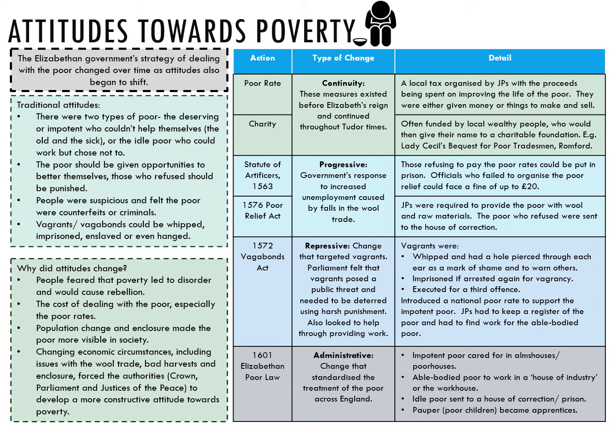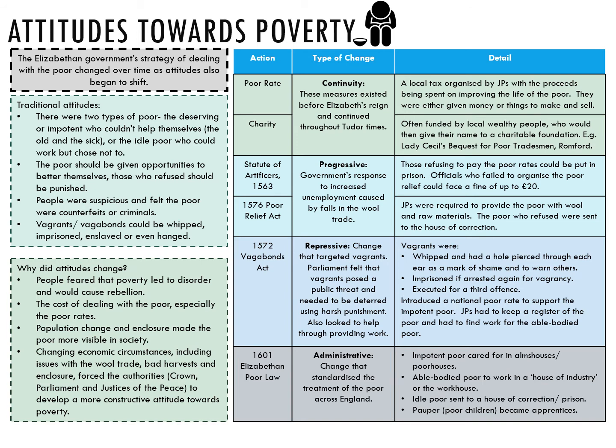Now the poor rate was a local tax organised by Justices of the Peace, or JPs, with the proceeds spent on improving the lives of the poor. The poor were given money or things to make and sell. Whereas charity was often funded by local wealthy people who gave their names to the charitable foundation. For example, Lady Cecil's bequest for poor tradesmen in Romford.